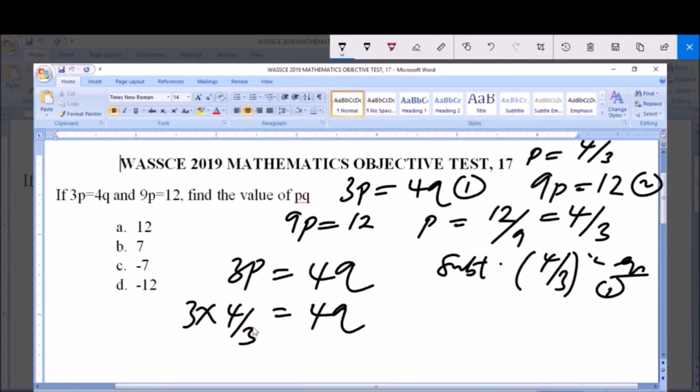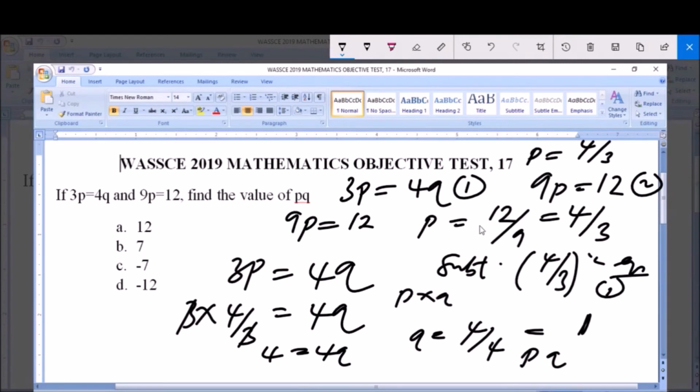Now this 3 cancels this 3, so 4 equals 4q. Our q in this particular question becomes 4 divided by 4. So q is equal to what? Q is equal to 1. Now the question is asking us to find pq, that's p multiplied by q, and we just discovered that our p is 4/3 and the q is 1. So the answer will be what? 4/3 multiplied by 1, which is the same thing as 4/3.